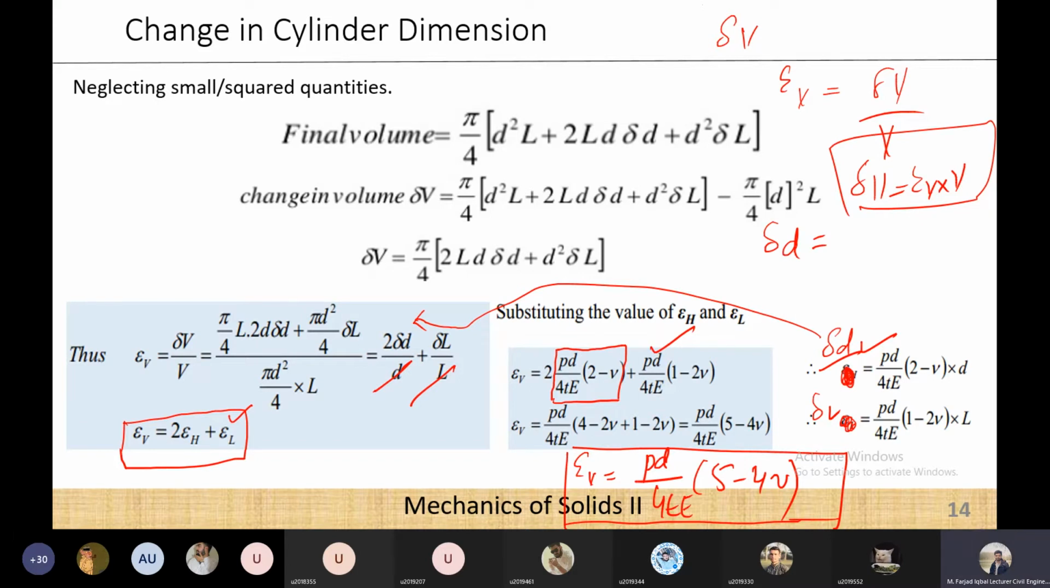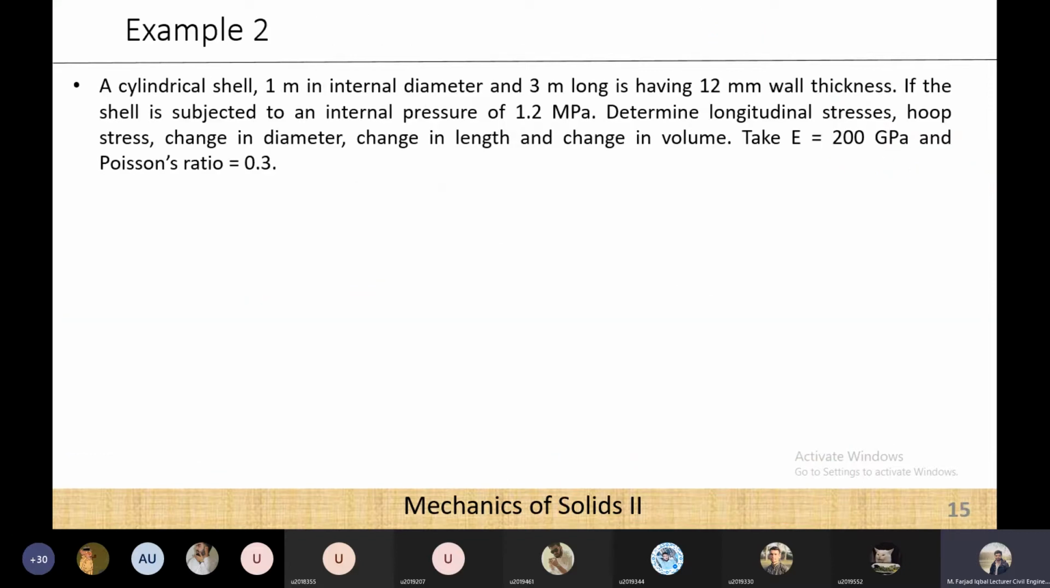So to sum it up, we have derived three equations for three types of strain. One for hoop strain, the other one for longitudinal, and the final one is for the volumetric strain. Now let's solve a simple question so that we can understand the application of these correlations.